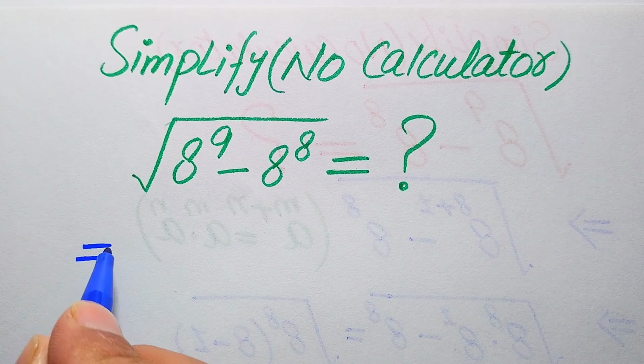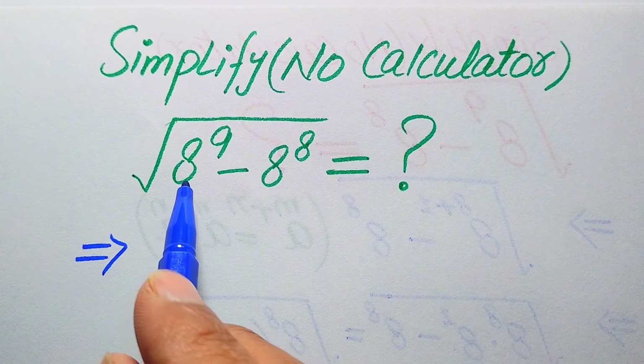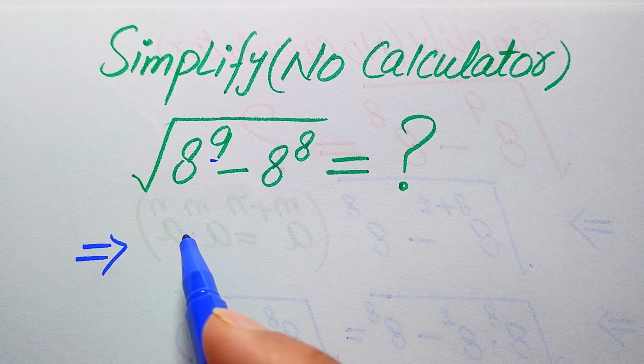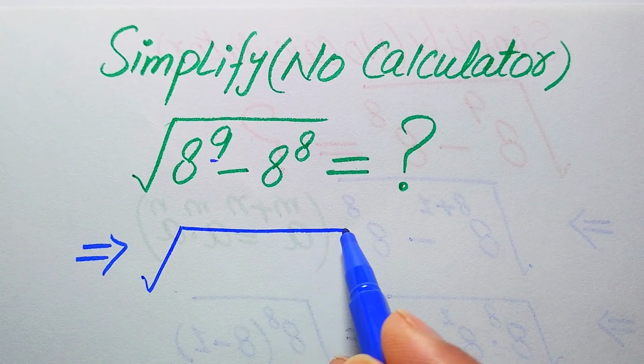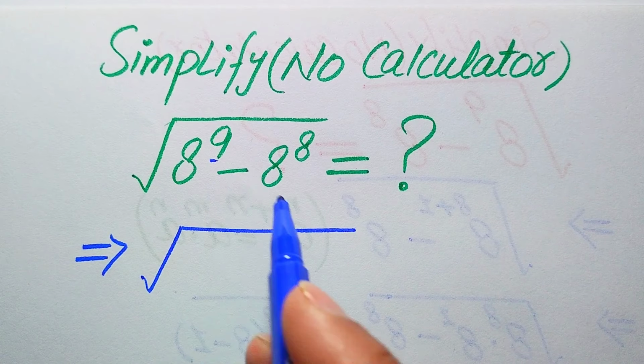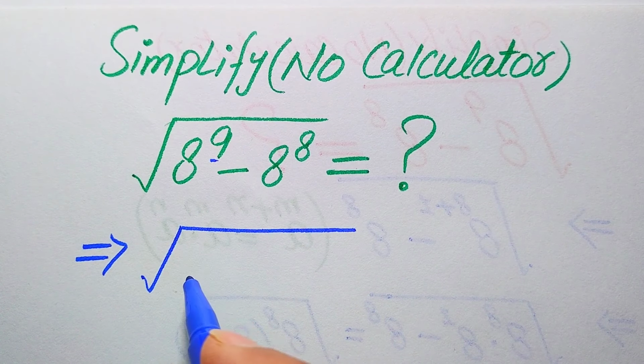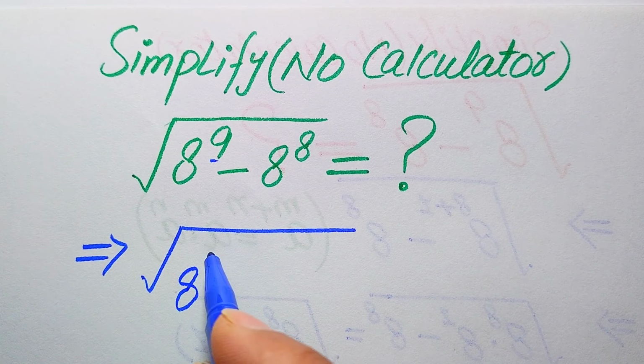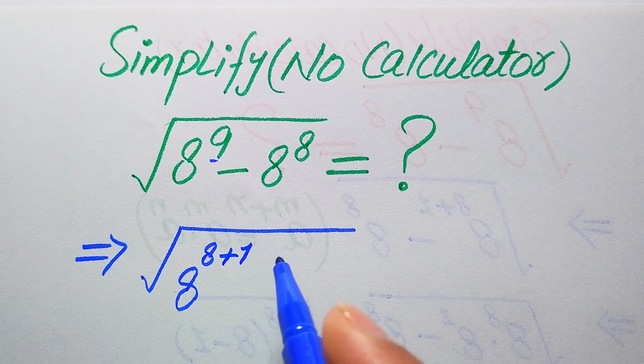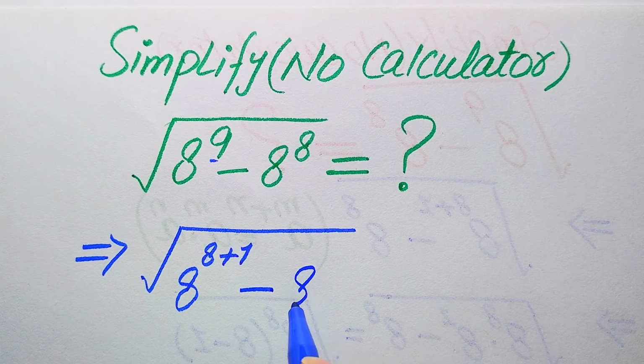So the very first thing we are going to do is focus on the exponent of this a, which is 9. We rewrite this expression as a to the power of 9, and we write 9 as 8 plus 1, minus a to the power of 8.